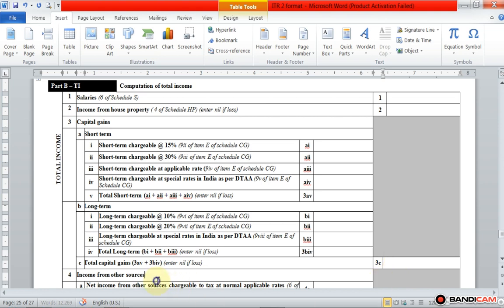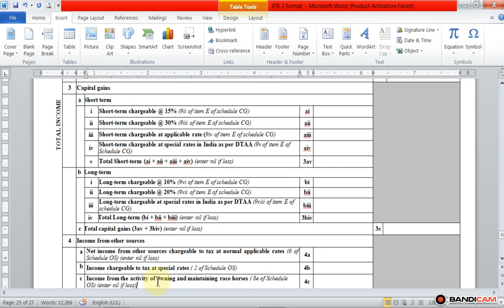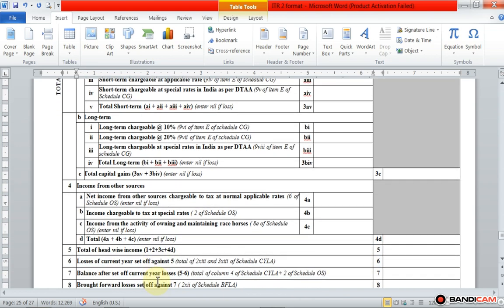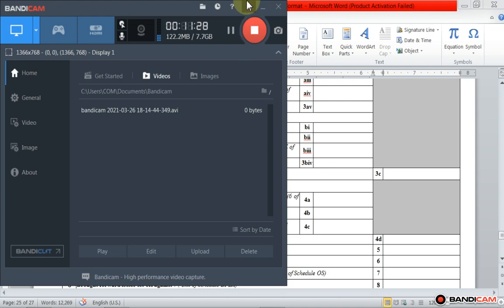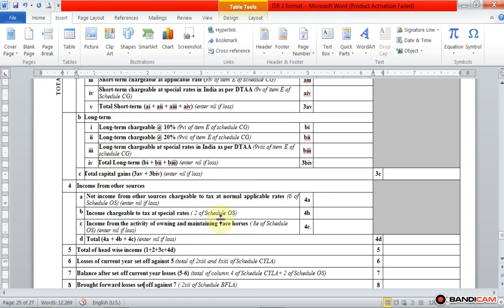Then the fourth point is income from other sources, which we already computed in our Schedule OS. OS means income from other sources. So just put the figures in front of total other income or income from other sources, and make the total of 4A, 4B, 4C. We get 4D, that is total income from other sources.